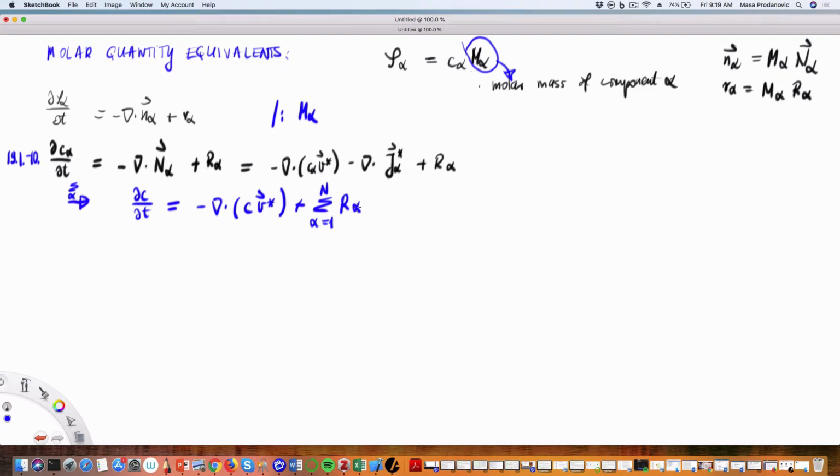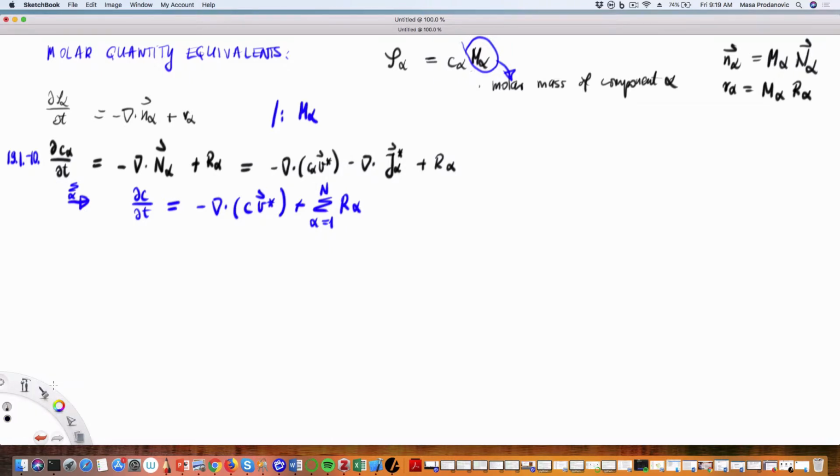So a common way to also express this equation of continuity. So this is just molar quantity equivalence. And we're going to interchangeably keep writing both. How about I keep black color for the regular one and blue for the molar, just to keep some track.